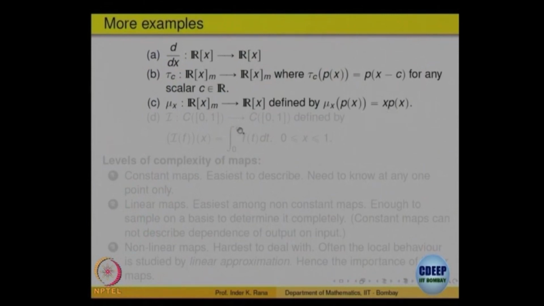What about multiplying by x? Take a polynomial P of x and multiply by x. Is that a linear operation? x times P1 plus P2 is same as x times P1 plus x times P2, right, and scalar also comes out. So, that is linear. Okay.